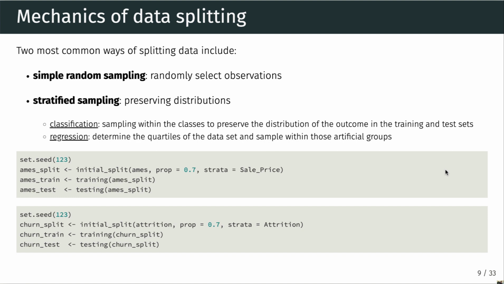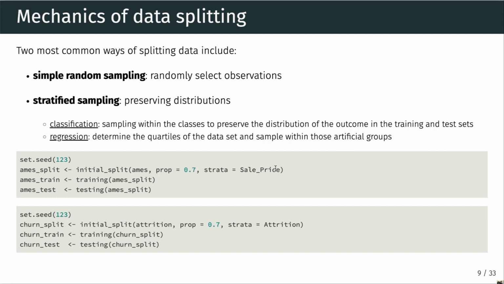All right, so how do we implement this? If you want to do sampling, we will use the initial split function within R, which is provided by Tidy Models. All we do is pass it our original data set. We tell it the proportion, or the split, that we want. In this case, we're saying we want 70% of our data to be in the training set and 30% in the test. If we wanted 80% in our training, we just change this to 0.8.